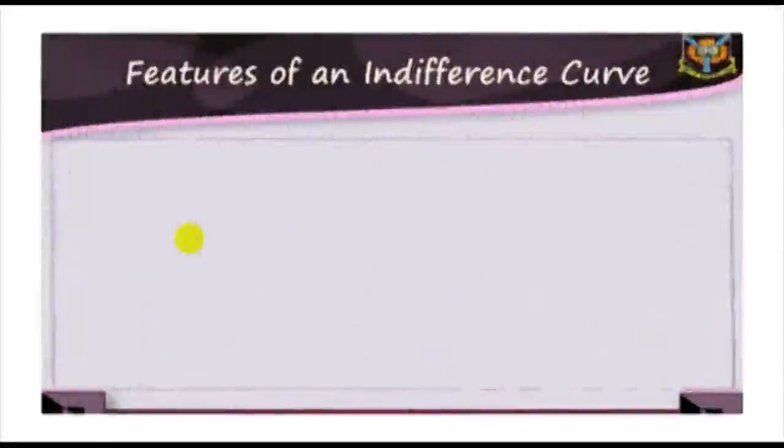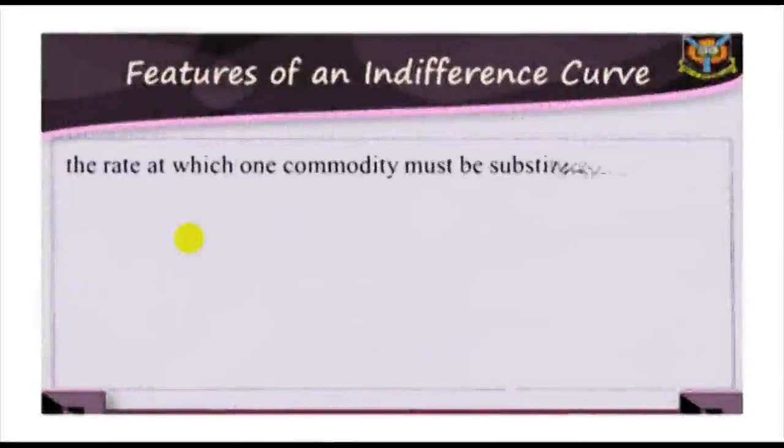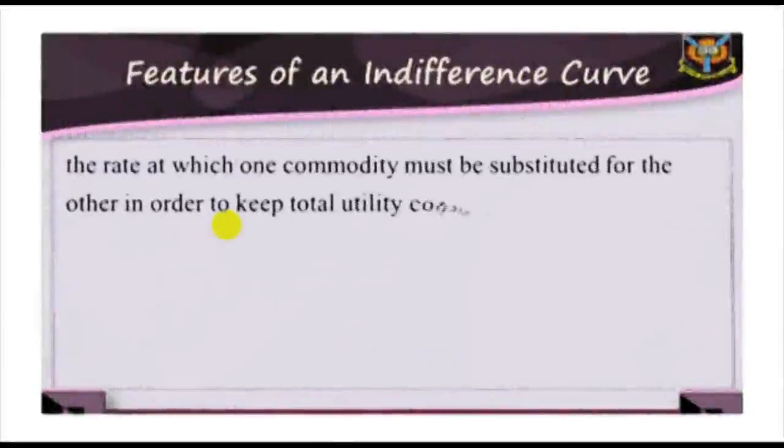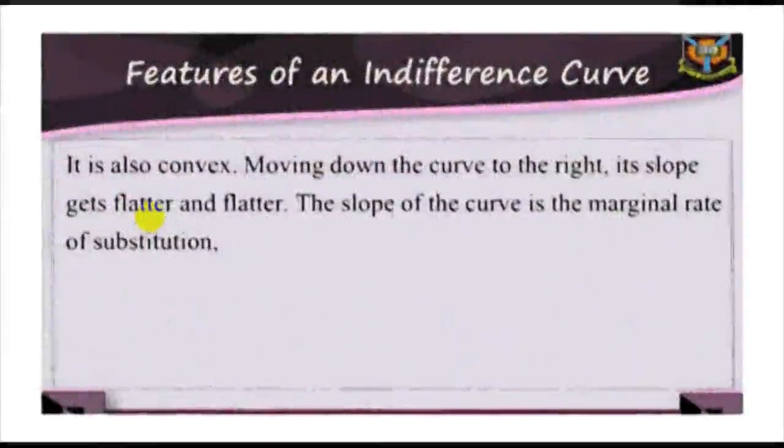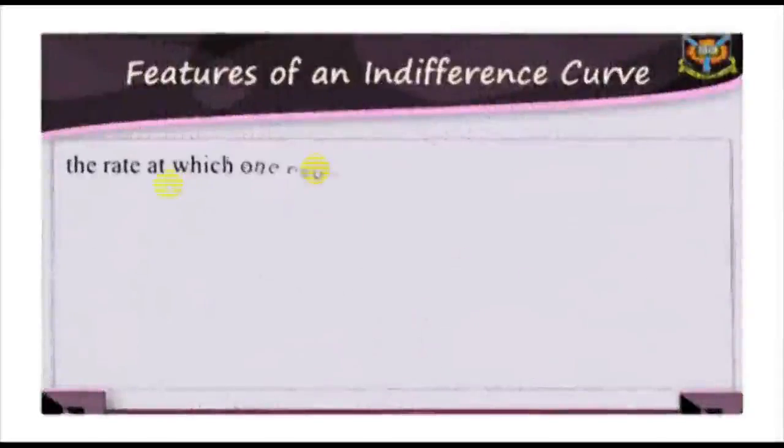2. Indifference curve is convex. Moving down the curve to the right, its slope gets flatter and flatter. The slope of the curve is the marginal rate of substitution, the rate at which one commodity must be substituted for the other in order to keep total utility constant.